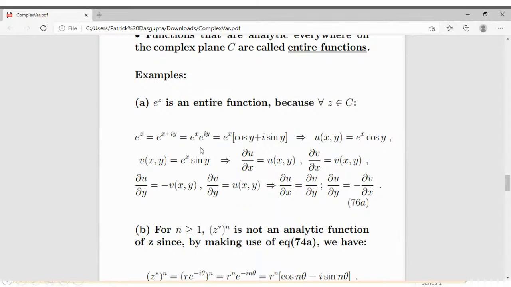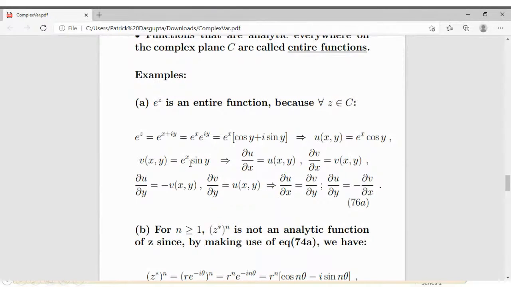But now we can use the Euler formula. Remember the Euler formula that e raised to power iota theta is cos theta plus iota sine theta, and therefore e raised to power x into e raised to power iota y is e raised to power x times cos y plus iota sine y. In other words, e raised to power z is a complex function for which the real part u is e raised to power x cos y, and the imaginary part v is e raised to power x sine y.